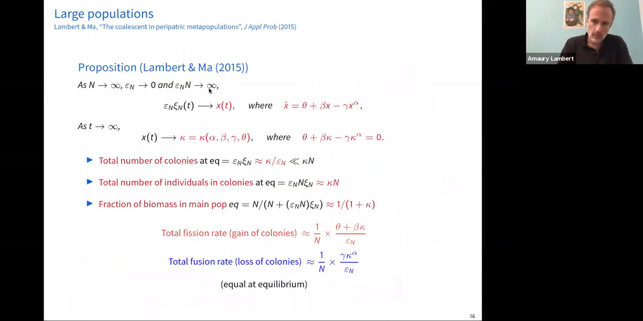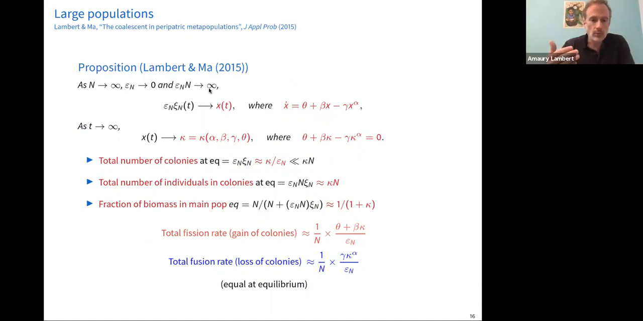And so with these parameters, what we obtained with Chun Hama, who was a postdoc at the time in the SMILE group, is that in the asymptotic regime that I just described, epsilon times Xi, where Xi is the number of colonies, converges in a very classical Ethier-Kurtz type theorem towards the solution x of t to a differential equation, which is written on the right. And everything was designed so as to have one single globally stable equilibrium kappa, solution to theta plus beta kappa minus gamma kappa to the alpha equals 0.